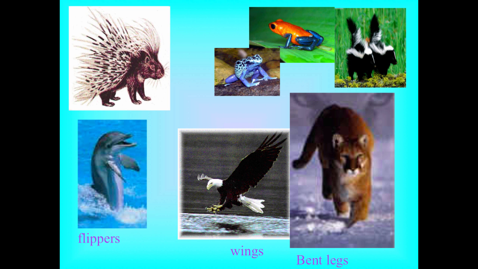So, another adaptation is depending on where we live and how we move. Do we have flippers for swimming? Do we have wings for flying? Bent back legs for running? Long, huge, strong, muscular legs for jumping? Have we adapted a foul odor or protection mechanism to protect ourselves? All of these are adaptations. And some more.